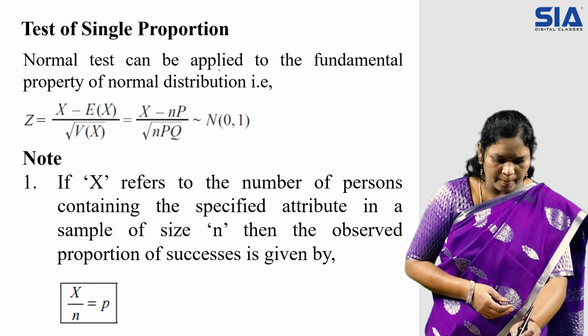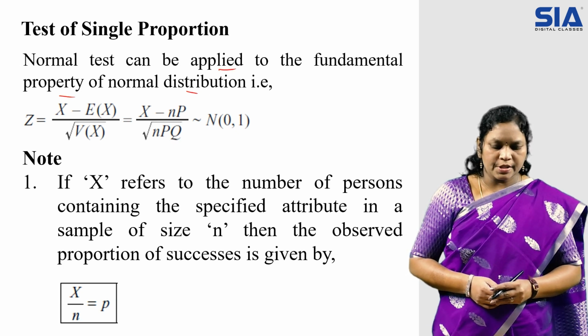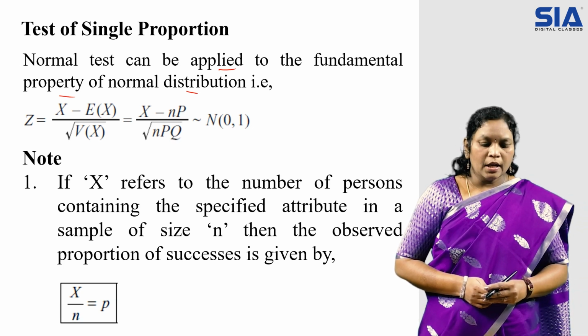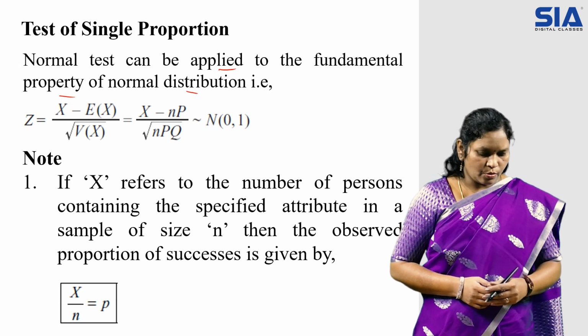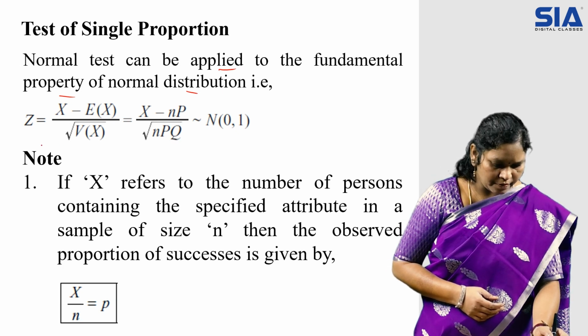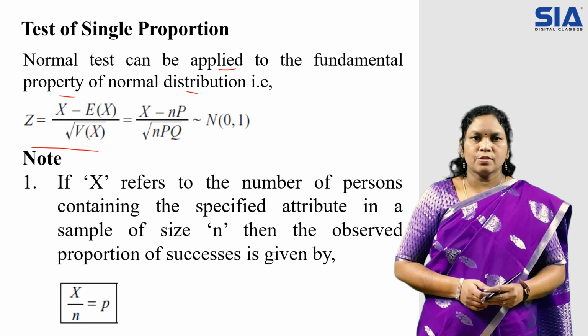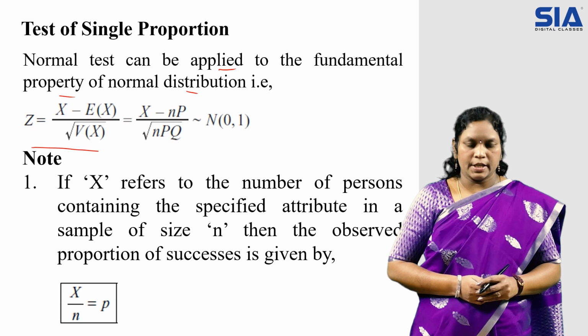Normal test can be applied to the fundamental property of normal distribution. Yes, we always take normal distribution for a large sample test. From that we will derive the formula for proportions. So the formula for normal distribution, we know, is z equals x minus E of x by root over variance of x. That will convert into our proportions. Now how it goes on, let us check it out.